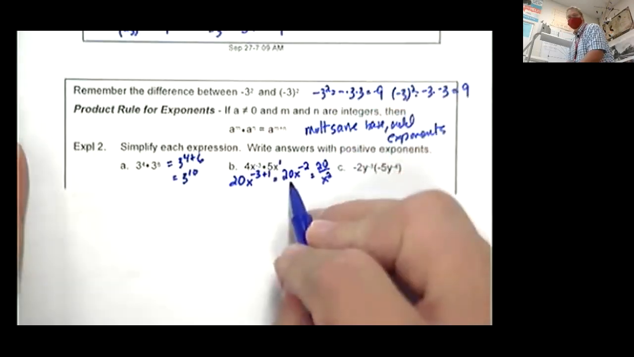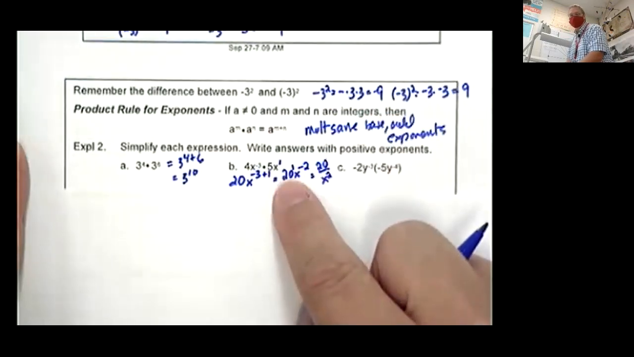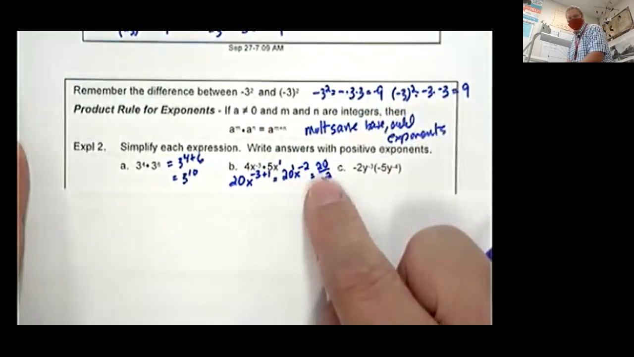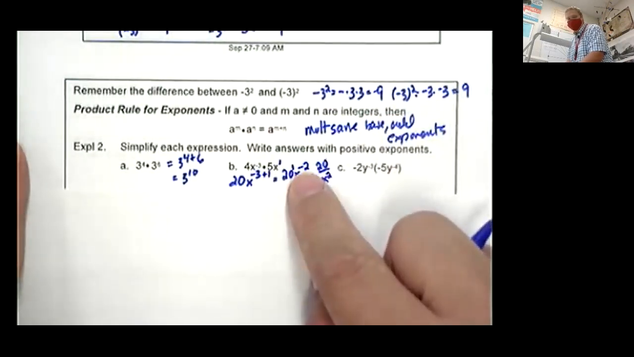Note, the 20 has a positive exponent of 1. It doesn't move. It stays in the numerator. The x squared is the only one that goes to the denominator because it has a negative exponent.